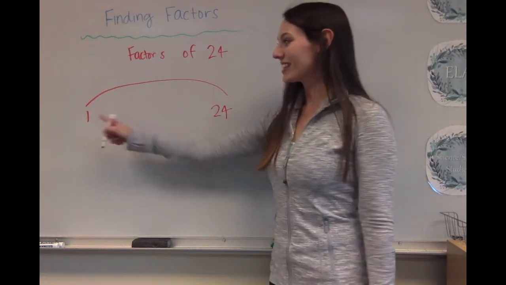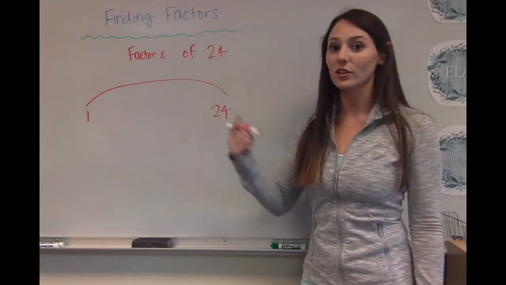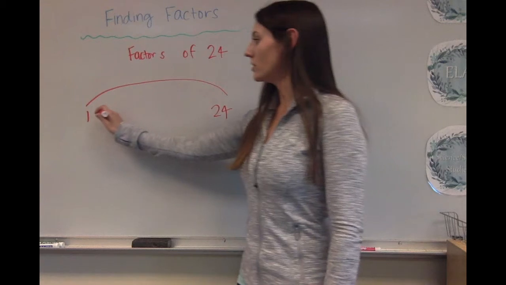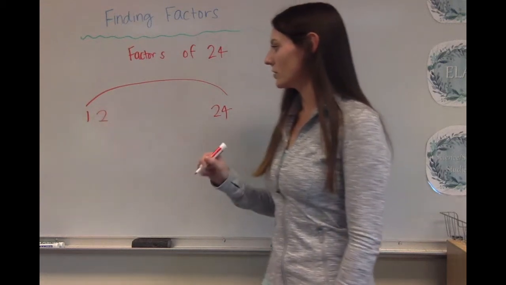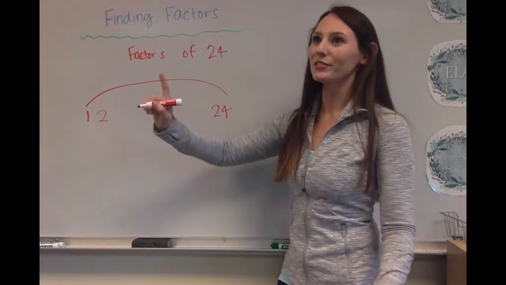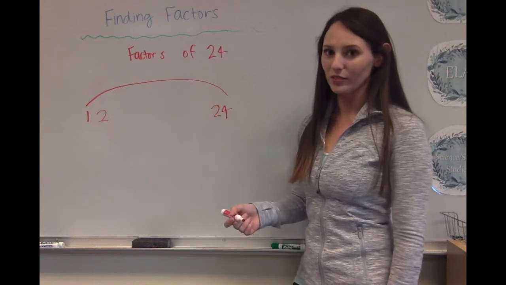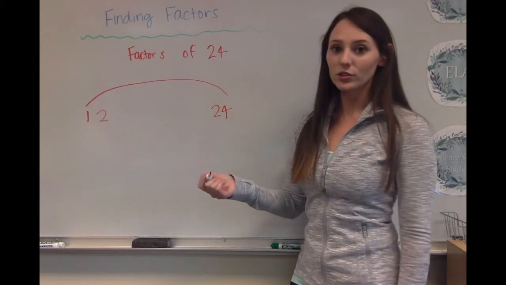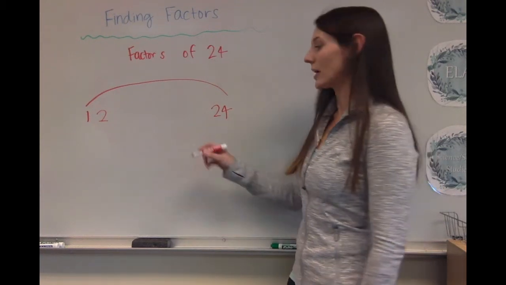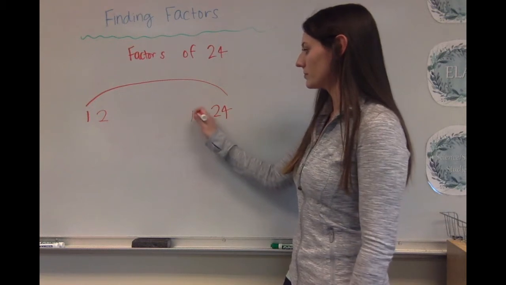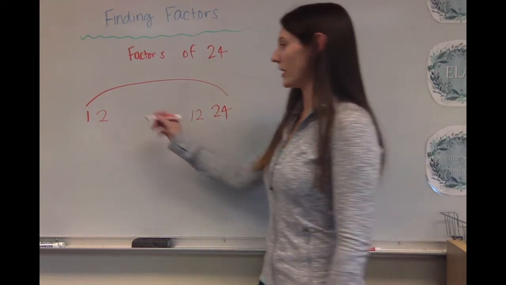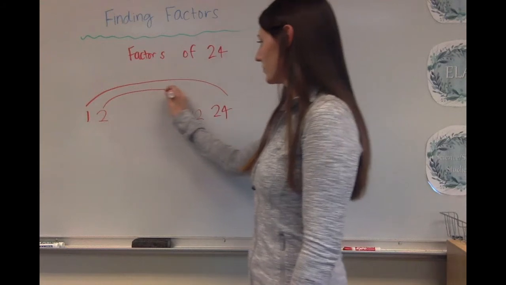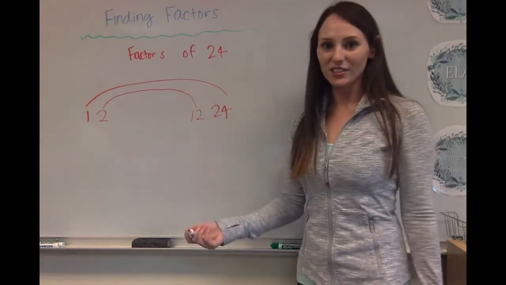Okay, so let's keep counting upward to get these factors. So 2 would be next. 2 is an even number, 24 is an even number, or let me rephrase that. 2 goes into every even number. So I know 2 is going to go into 24 12 times. I'm going to write that here. And then don't forget to connect them.